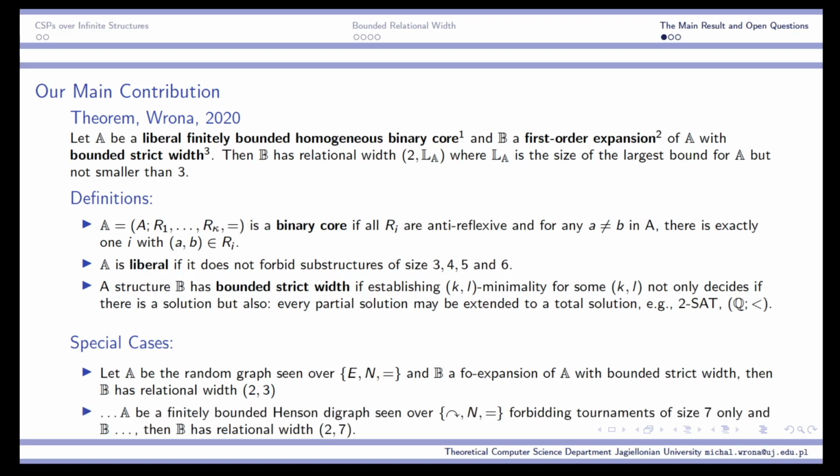And as I already said, if we take A which is a finitely bounded Henson digraph seen over this extended signature, so that it is a binary core as defined above, so we have the arc, the non-edge relation, and equality, and forbidding tournaments of size 7 only. Then if we go to the first order expansion with bounded strict width, it has relational width 7.